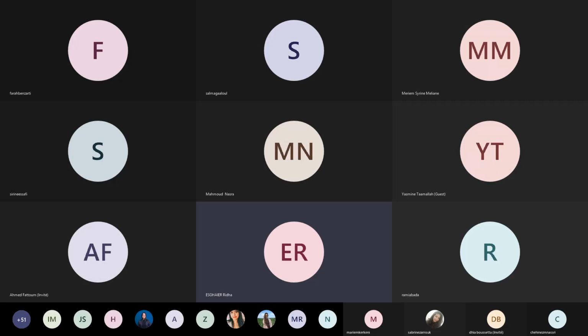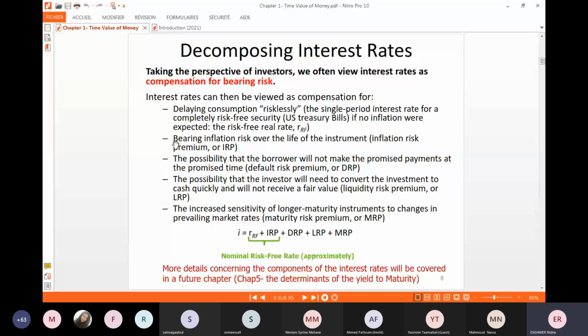The rate you will demand is higher, because it would be hard for you to resell the bond, for example, the instrument you bought, when you have a sudden need of money. So here, the fourth compensation is called the liquidity risk premium.